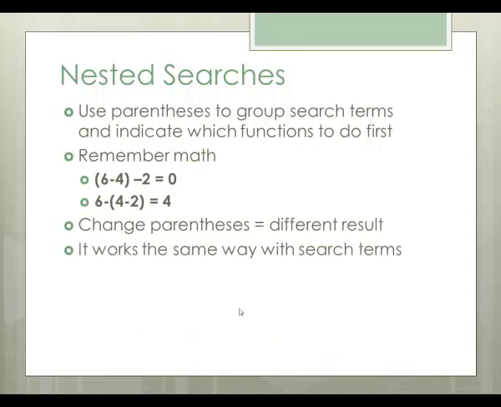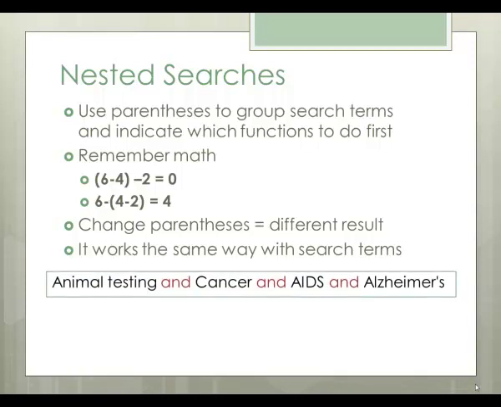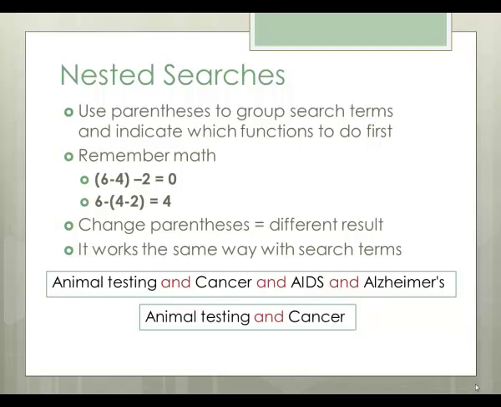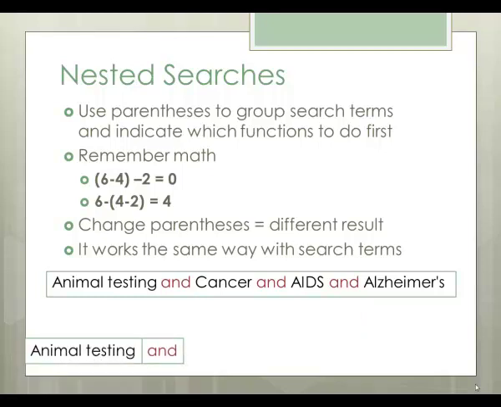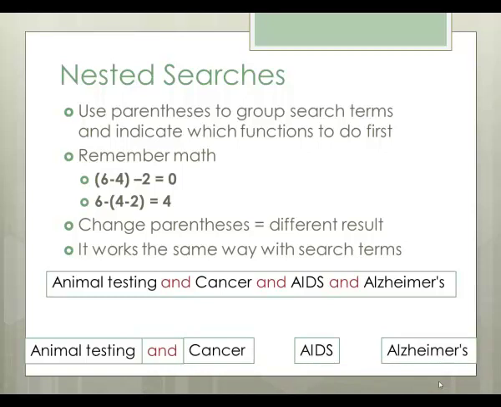Search terms work in the same way. Remember our animal testing search? One way of searching for this concept is to create 3 different searches: animal testing in cancer, animal testing in AIDS, and animal testing in Alzheimer's. Another way is to convert those 3 searches into one complex nested search. There are 2 main parts to your nested search. First, you have animal testing, which was the part that was common in all 3 searches. Then you have the 3 diseases: cancer, AIDS, and Alzheimer's.